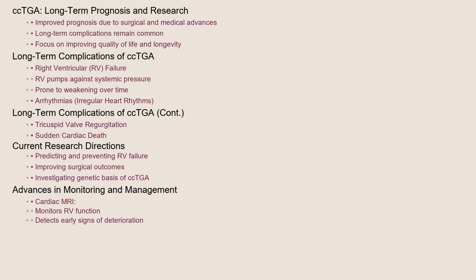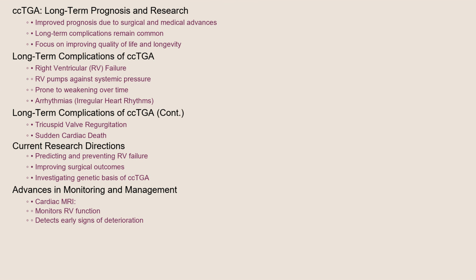The prognosis for individuals with CTGA has improved significantly over the past few decades due to advances in surgical techniques and medical management. However, long-term complications are still common. The most significant long-term risk is right ventricular failure. Because the right ventricle is pumping against systemic pressure, it is prone to eventually weakening. Other potential complications include arrhythmias, or irregular heart rhythms, tricuspid valve regurgitation, and sudden cardiac death.